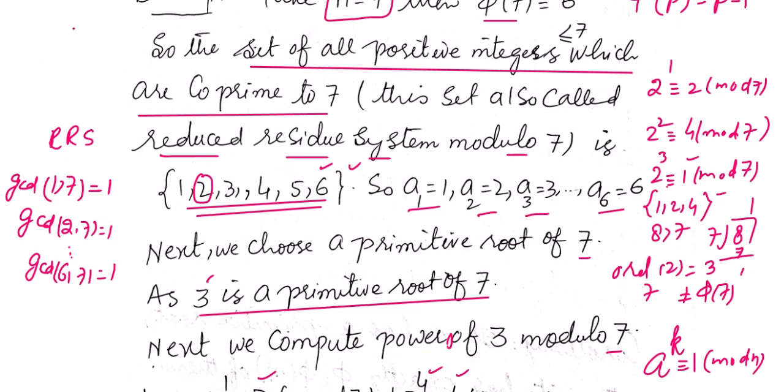Suppose someone takes the next power, 2 raised to power 4. 2 raised to power 4 is 16. When you divide 16 by 7, your remainder will be 2. So after power 3, the next powers will repeat these numbers 2, 4, 1. For example, 2 raised to power 5 means 32. When you divide 32 by 7, 7 fours are 28, and the remainder is 4. So it will repeat these same numbers.